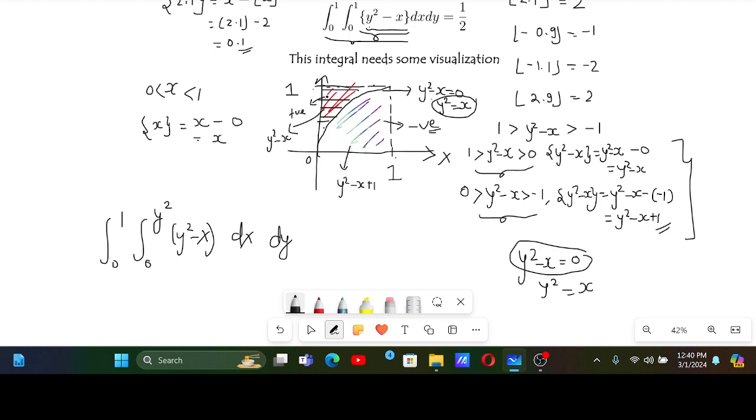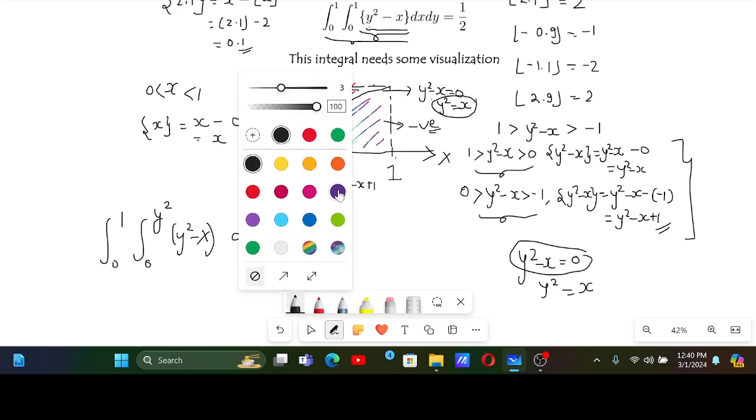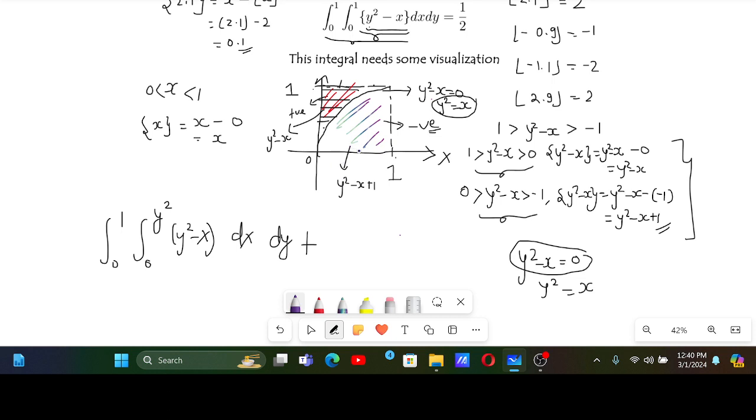Okay, so now we are done with this one. Now for the next one, let's use another color. For this one, our y goes from 0 to root x, and x goes from 0 to 1. For every x going from 0 to 1, we need to go from 0 to root x. So this covers all the area. For every single delta x, we go from 0 to root x.